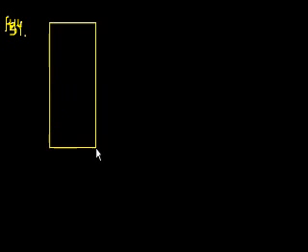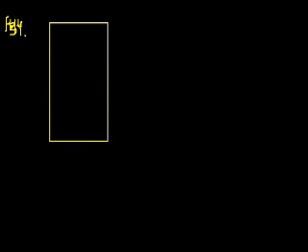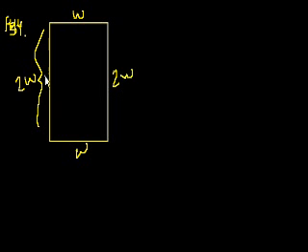Problem 134, sorry. A certain rectangular window is twice as long as it is wide. So if this is the width, its length is 2 times the width. If its perimeter is 10 feet, then its dimensions are... so its perimeter is going to be w plus the two lengths, right? So its perimeter is going to be 2w plus 2w plus w plus w, and that's going to be equal to 10.